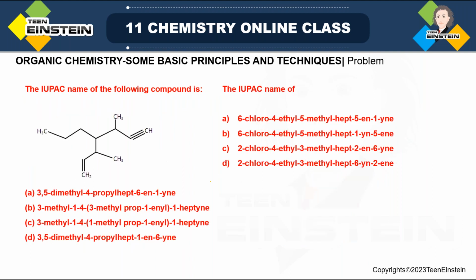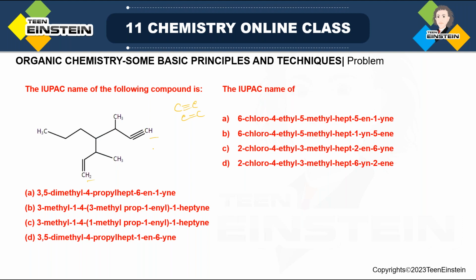The IUPAC name of the following compound. Here we have only carbon and hydrogen. This is basically a hydrocarbon. And as there is a CC triple bond and a CC double bond, both are present, we have to choose the parent chain in such a way that we keep this unsaturation. Now, whether to start the numbering from this side or this side.